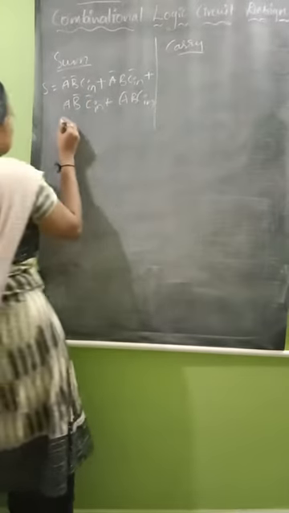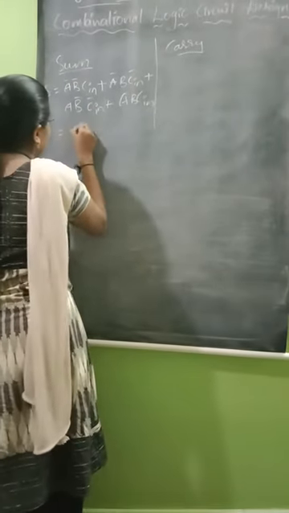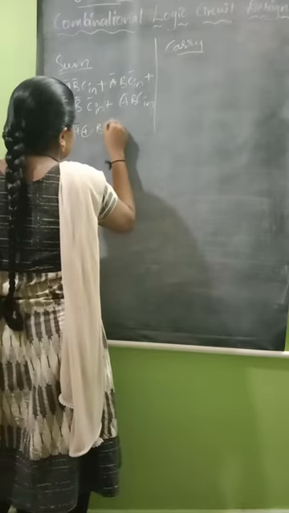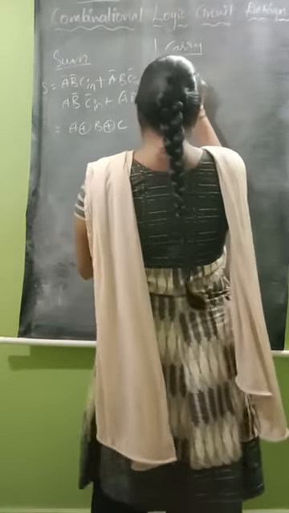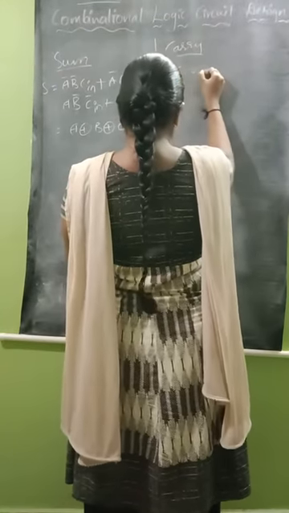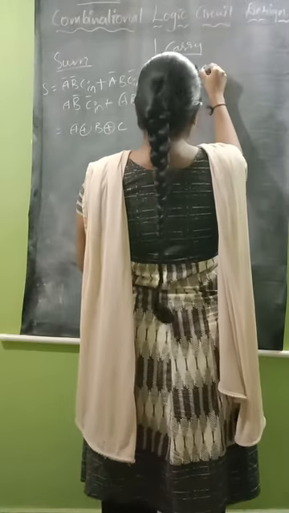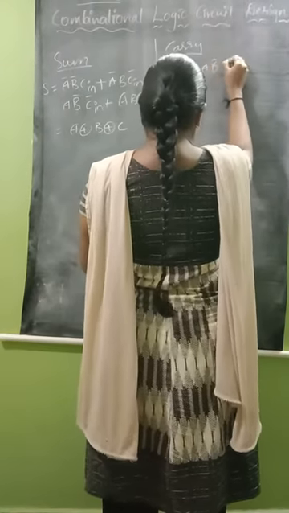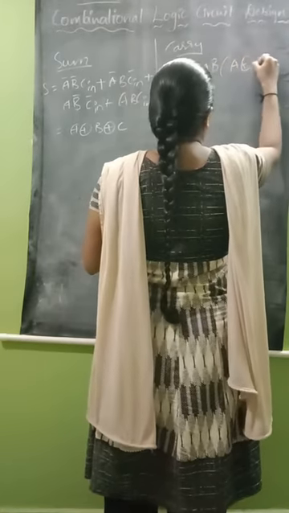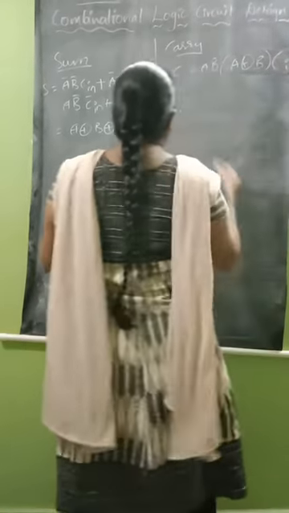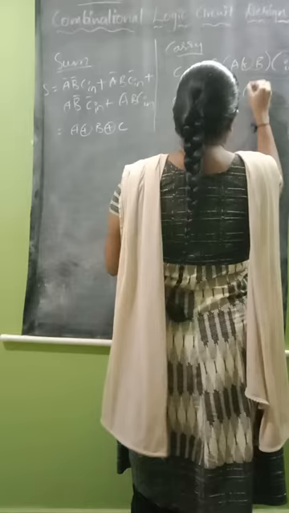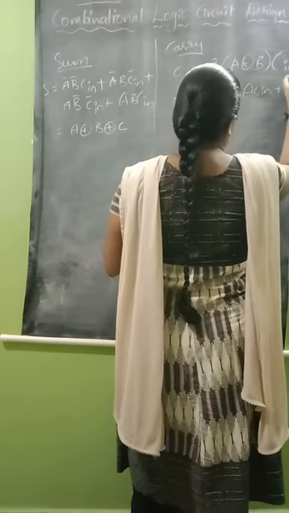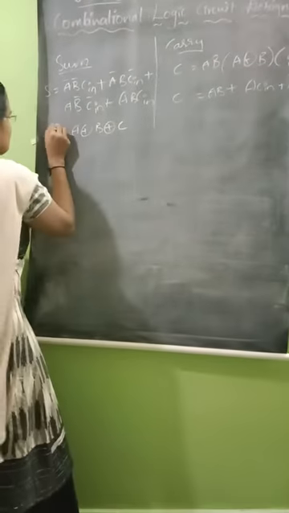So we can perform the XOR operation in the sum. Here the carry, C equals AB plus A C in plus B C in. So this is the carry and this is the sum.